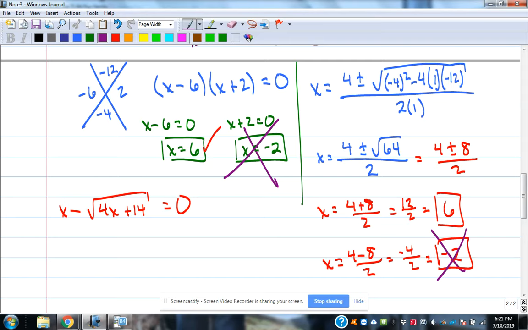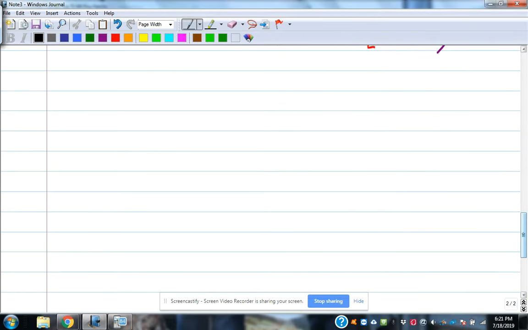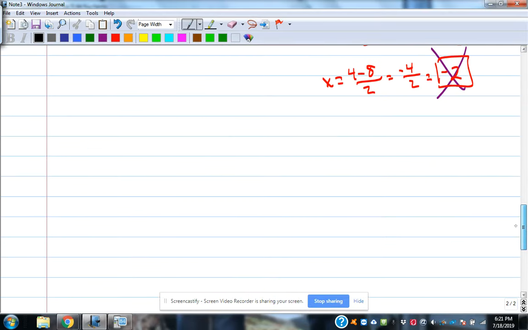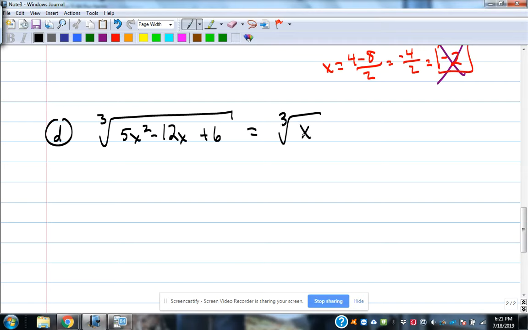All right. Let's look at one that's got a cubed root in the problem. See how we do with that. The cubed root of 5x squared minus 12x plus 6 is equal to the cubed root of x. All right. So cubed root on both sides of that.